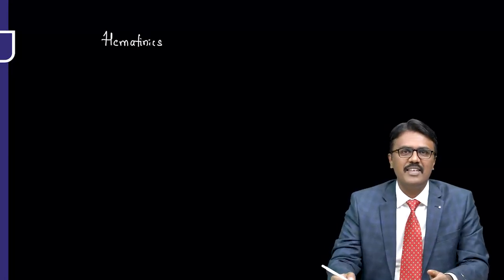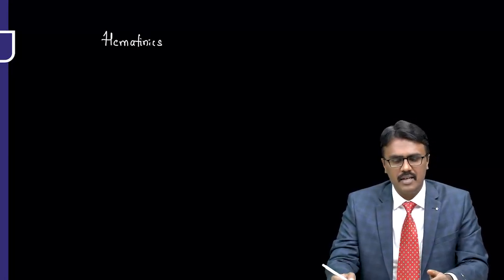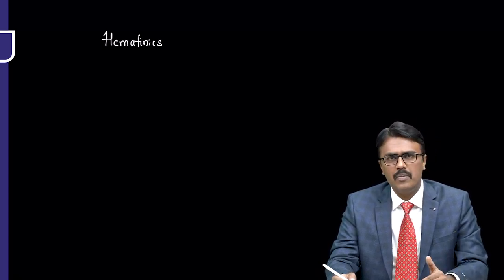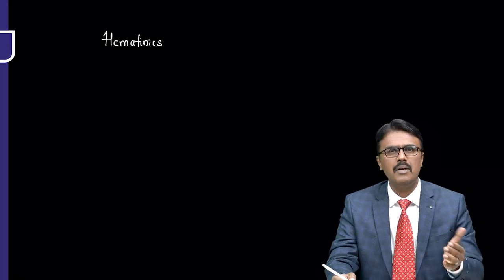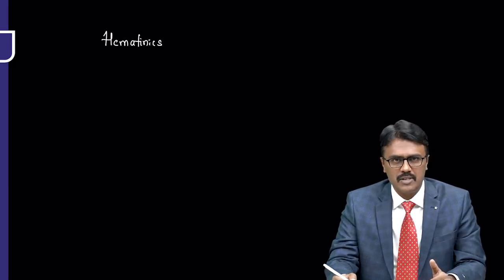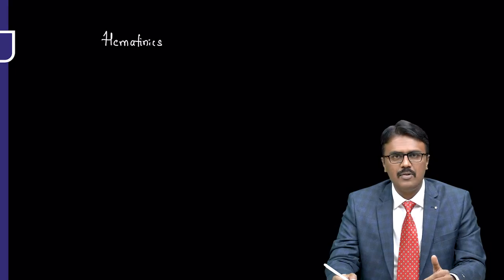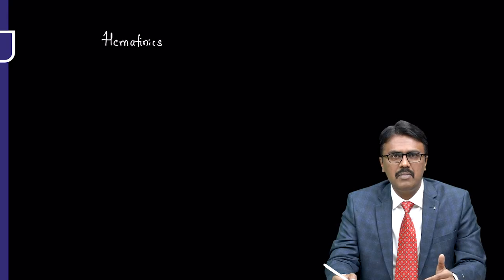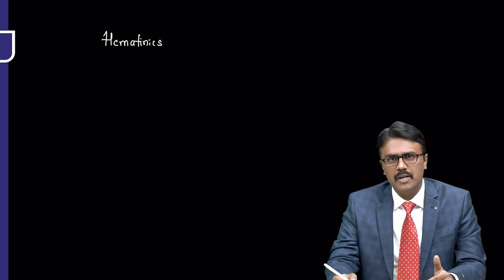Hi everyone, in this video I'll be discussing hematinics. Hematinics are the nutrients or compounds required for forming blood components. They are mainly required for hematopoiesis, and are usually given to treat nutritional anemia, that is iron deficiency anemia, as well as megaloblastic anemia.